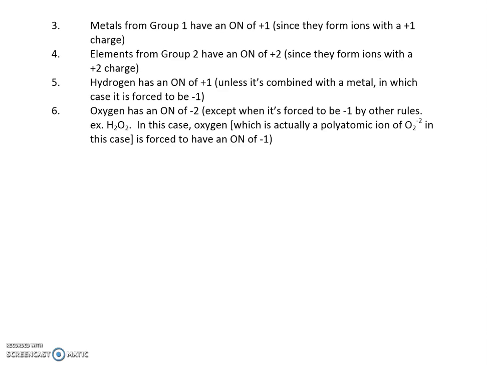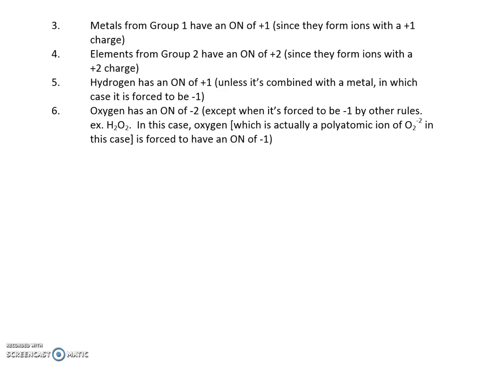Oxygen is going to have an oxidation number of negative 2. Again, almost always. The only time that will not be the case is if other rules force the oxygen to be a negative 1 charge. Essentially that's going to be when we actually have a polyatomic ion of oxygen, O2 negative 2, the peroxide polyatomic ion. Looking at something, you're probably not going to notice right away whether it's a peroxide ion or there's just 2 oxygens in it.